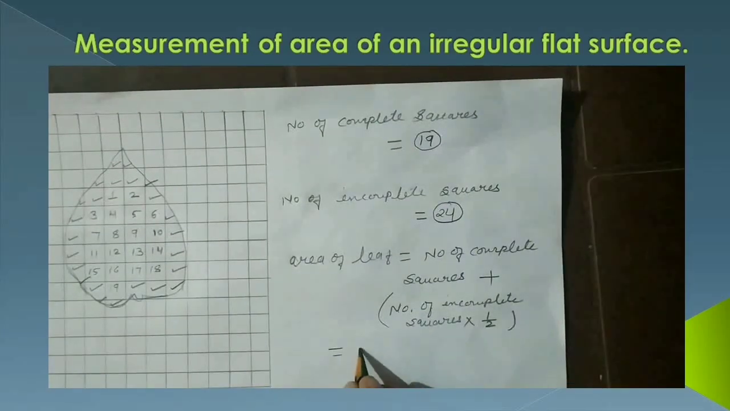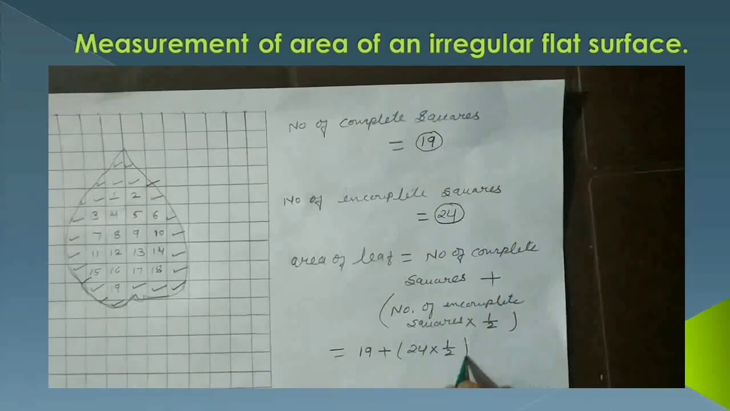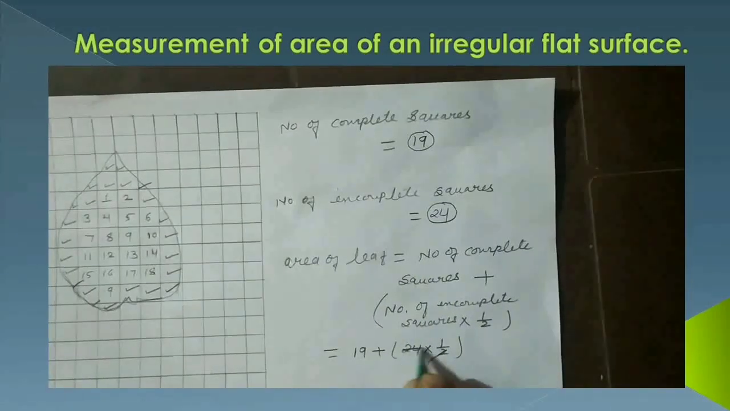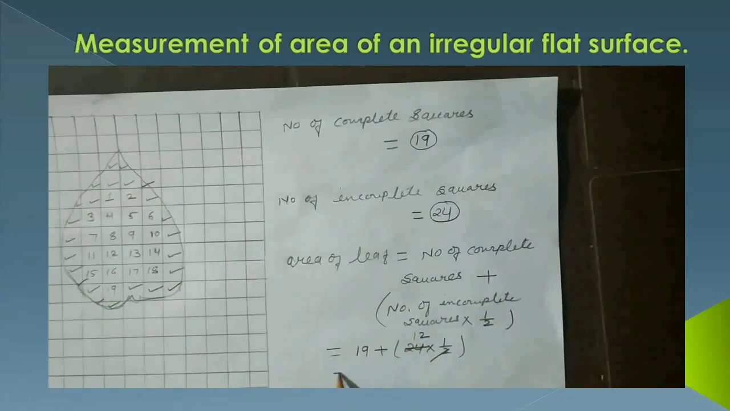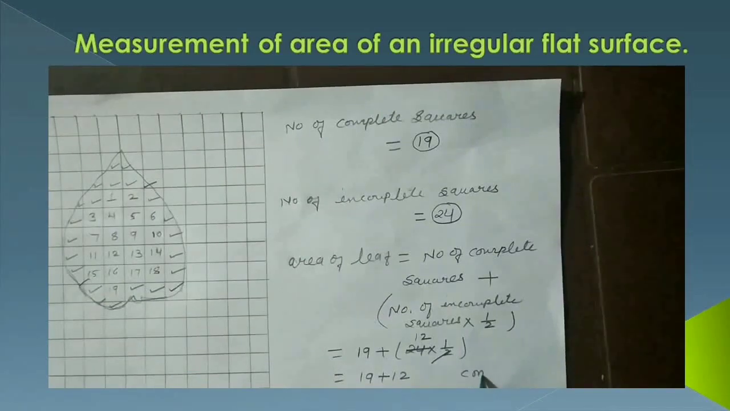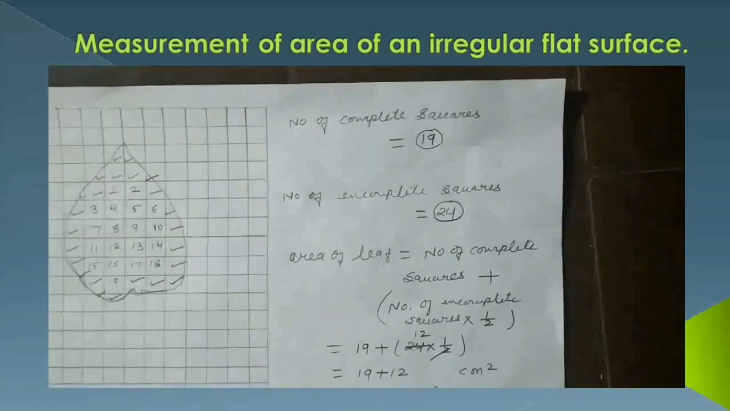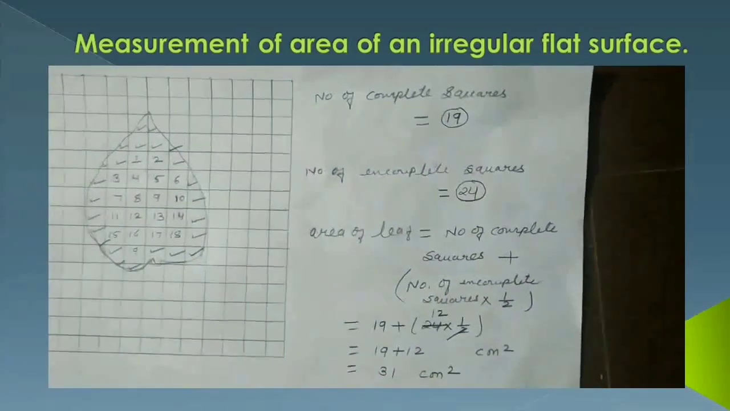The number of complete squares is 19 plus the number of incomplete squares, 24, into half. So after halving, 19 plus 12, and here we have to write centimeter square because this is centimeter graph paper. So 19 plus 12 is 31 centimeter square. The area of this leaf will be 31 centimeter square.